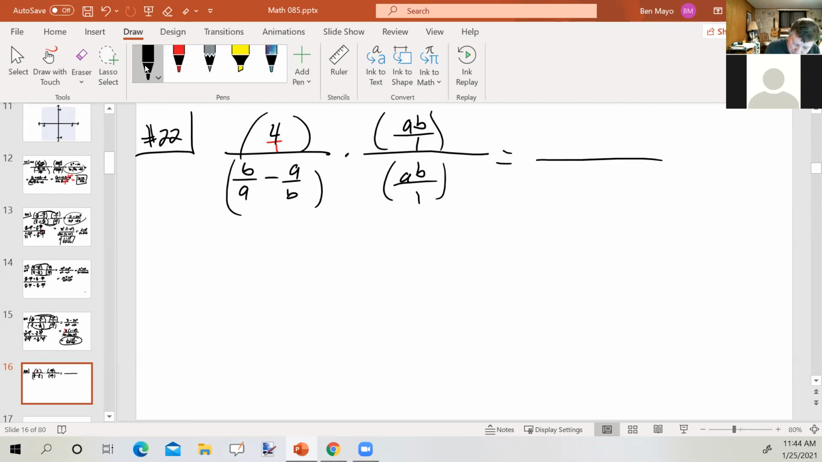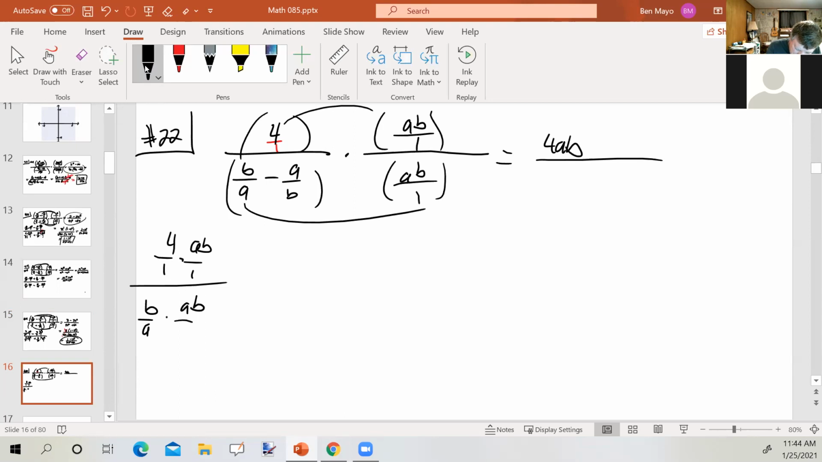So on top, I'm going to get 4 times ab, which is 4ab. On the bottom, I'm going to get b over a times ab over 1. The a's go, and I'm left with b squared, minus a over b times ab over 1. The b's go, and I'm left with a squared.